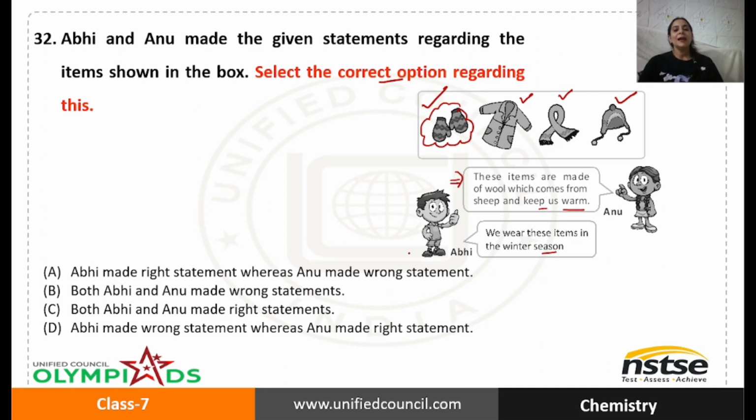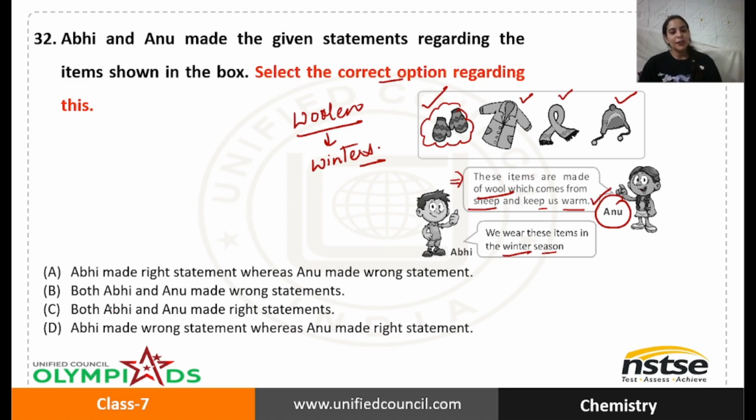Before going ahead with the options, I hope you all know the answer. We all know these are woolen clothes. And we wear woolen clothes during winters, because during winters we need to keep our body warm. If we wear woolen clothes, they trap our body heat inside, and we feel comfortable, or you can say we can cope with the extreme cold conditions. So Abhi is saying correct, because we wear these items in winter season. Now talking about Anu, Anu says these items are made up of wool. Again, Anu is correct, and wool is obtained from the fleece of the sheep and it keeps us warm.